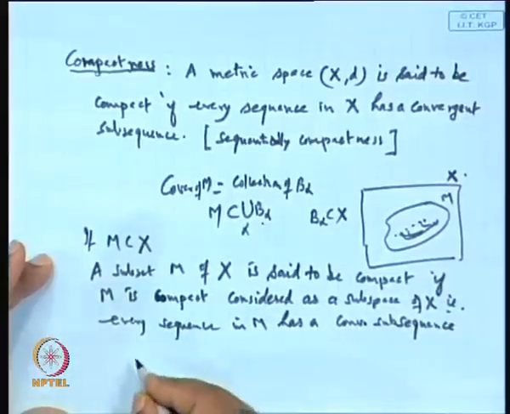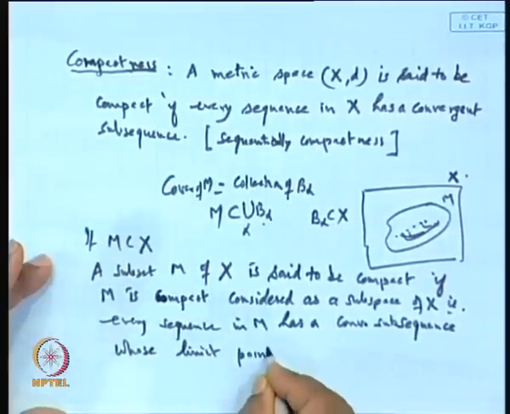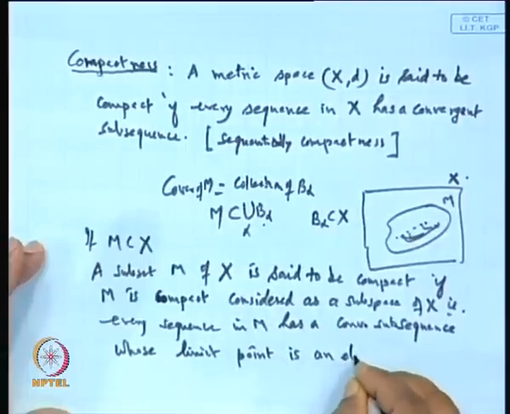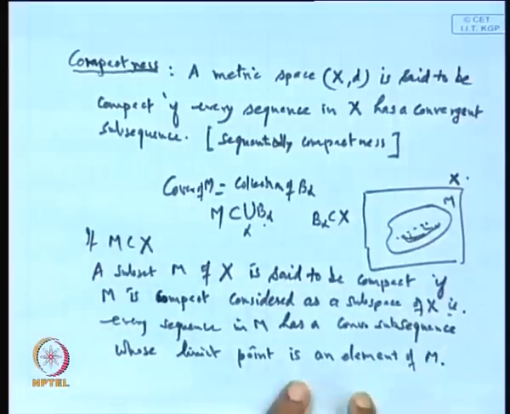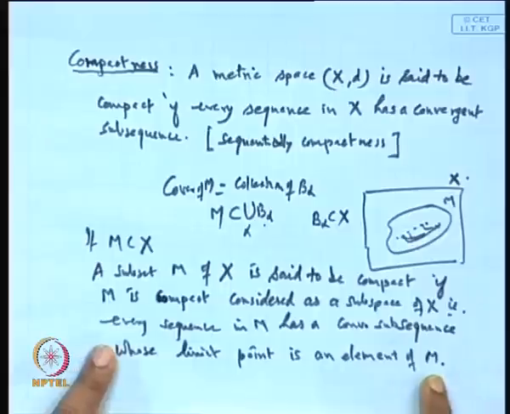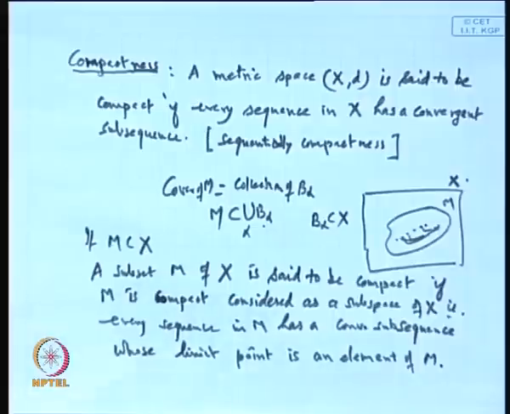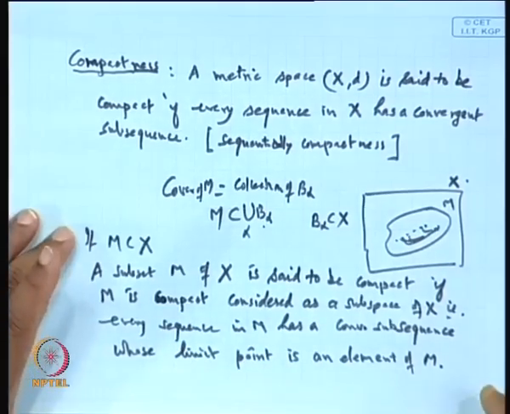whose limit point is an element of M. Okay. So, if a sequence has a limit point that may not belong to M, then M will not be considered a compact subset. The condition for compactness of a subset is that all the points of the sequence must be points of M, and when you take the limiting value, the limit point has to be a point of M. That is the definition. Okay.